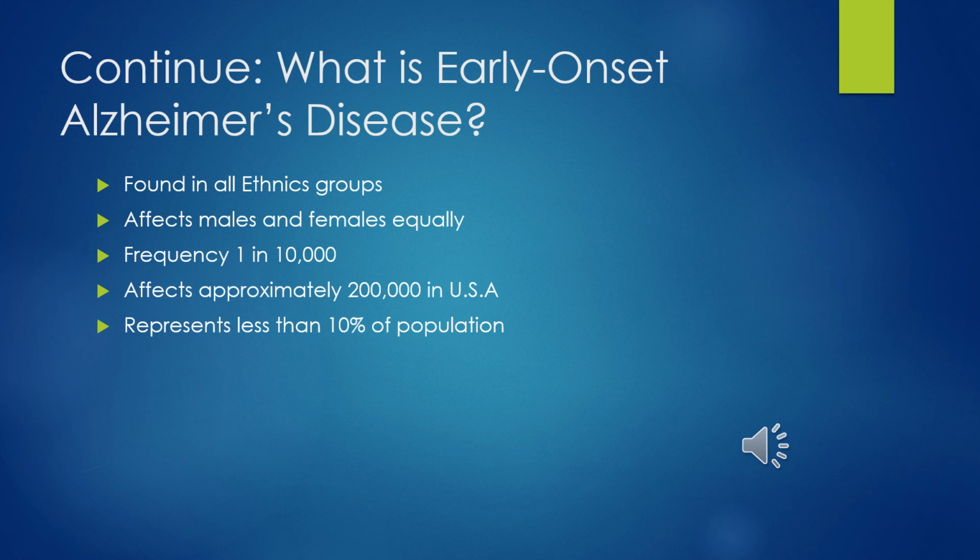Early onset Alzheimer's disease is found in all ethnic groups. It affects males and females equally. The frequency is 1 in 10,000, and it affects approximately 200,000 individuals in the USA. It represents less than 10% of the population. It can be very devastating to a family.